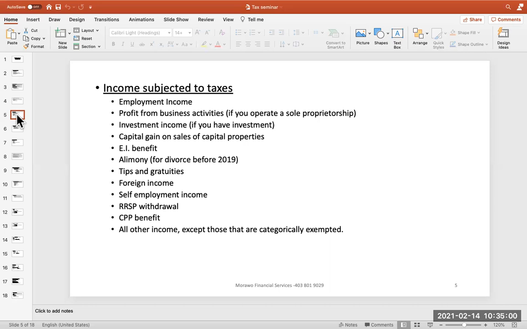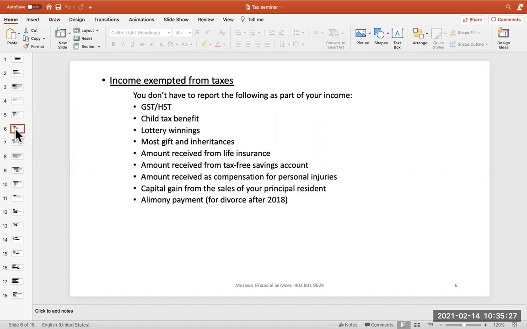Then if you withdraw RSP, if you have RSP, and because things are tight you withdraw part of it, that part is subjected to income tax. Then your CPP benefit, you have retired and you are receiving CPP, you pay income tax on it. And all other income, except those that are categorically exempted, and we will see them. So these are the income accepted from taxes. You don't have to report the following as part of your income.